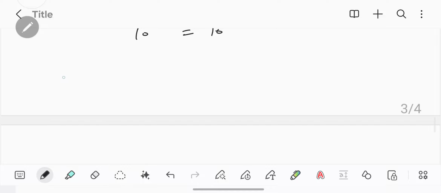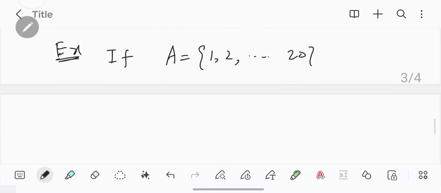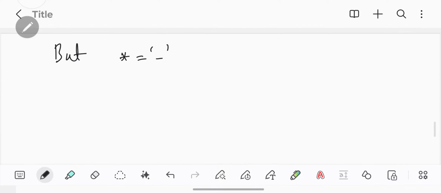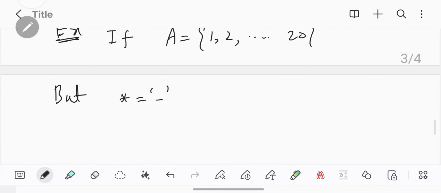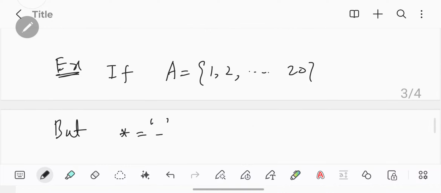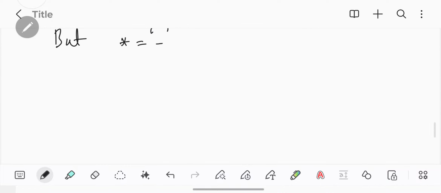Let me give you an example in which the binary operation is not associative. If you take the same set, but the binary operation is minus this time. Previously, the binary operation was addition, but this time it is minus. Let me check if this binary operation minus is associative or not. Let me check.